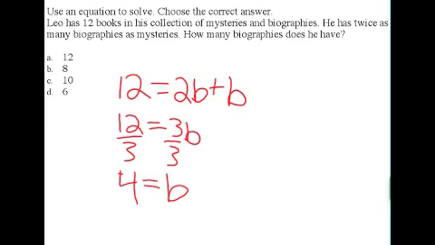There are 2 times as many mysteries as biographies. Multiply 2 times 4 to equal 8 mysteries. The answer is 8. Awesome math.